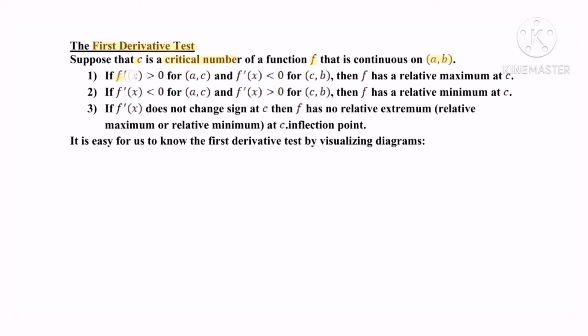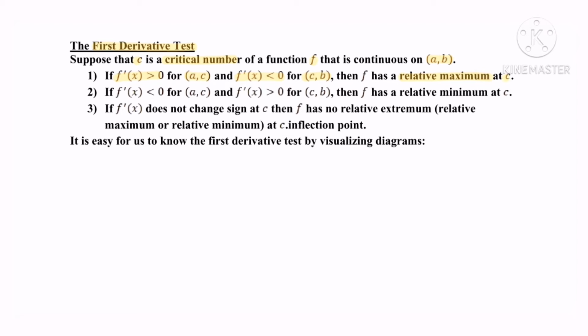If the first derivative is greater than 0, or we can say increasing, on the interval a to c, and the first derivative is less than 0, where we can say the interval c to b is decreasing. On the left is increasing, on the right is decreasing. Then f has a relative maximum at c.